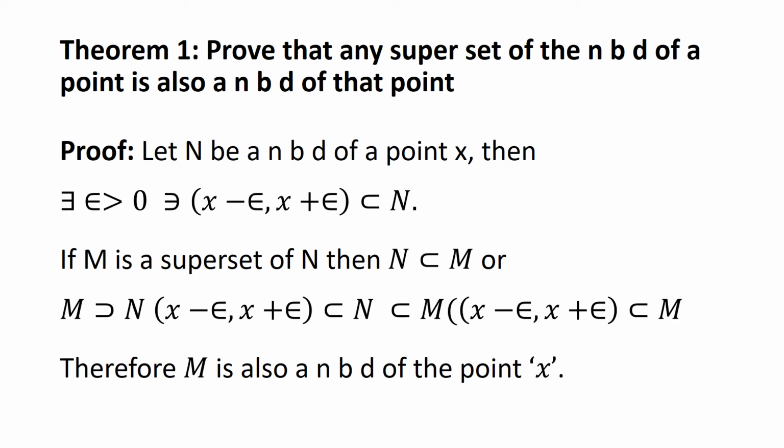If M is a superset of N, then N is a subset of M. M is the superset of N, therefore N is a subset of M, or M contains N, so (X minus epsilon, X plus epsilon), which is a subset of N, and N is again a subset of M, so the interval (X minus epsilon, X plus epsilon) is again a subset of M. Therefore we can say that M is also a neighborhood of the point X.